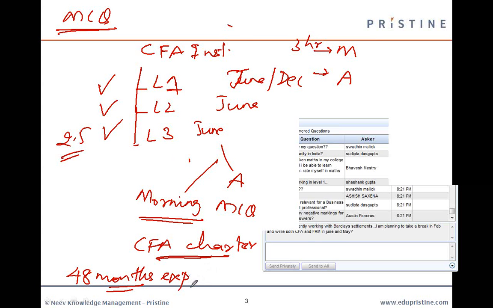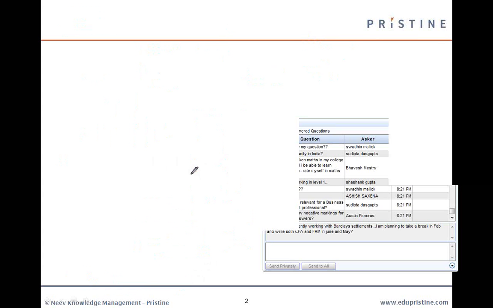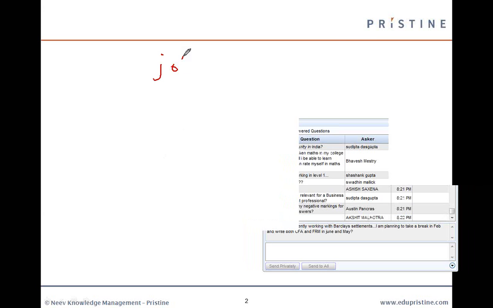So once again, I'm giving you a very generic answer. I know each one of you comes with a different background. So as I keep saying, for your specific background, please contact a Pristine Career Counselor. He or she will be able to help you out. But the general idea is this, okay? Your job profile should be either directly or indirectly assisting in investment decision making.